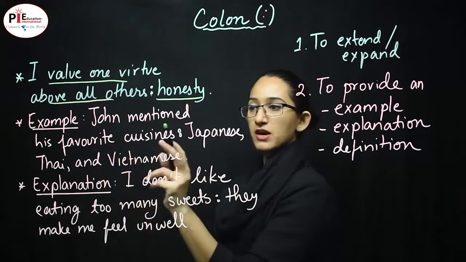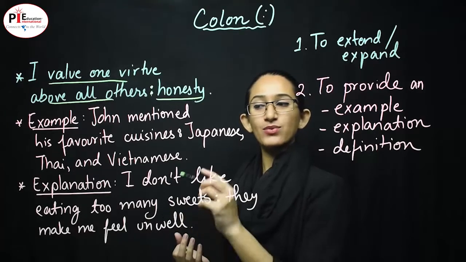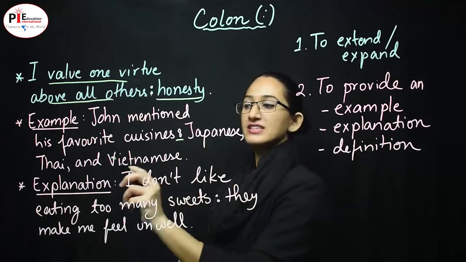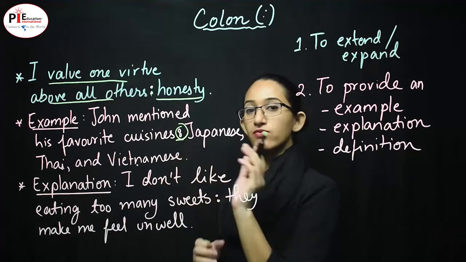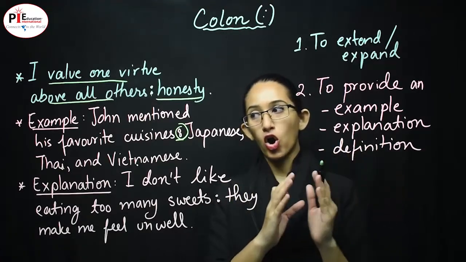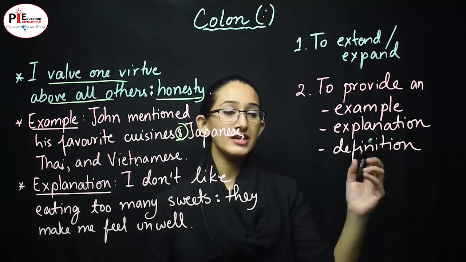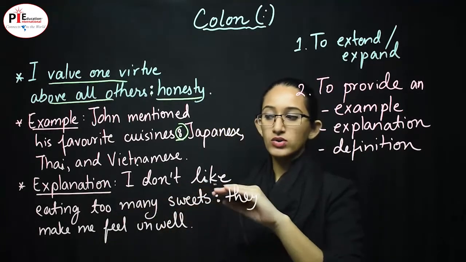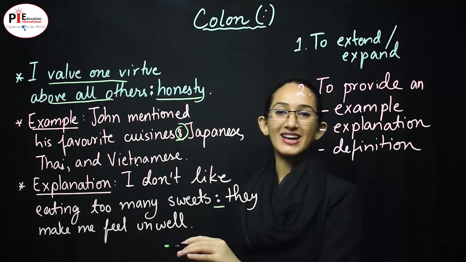So here, the first part of the sentence is telling you that John mentioned his favorite cuisines. And then we use the colon followed by examples of the different types of cuisines that he likes, right? So the colon is being used before we give the list of items or the example of the part before the colon. Let's take a look at the usage of the colon before we give an explanation of something. Here we have another sentence. I don't like eating too many sweets: they make me feel unwell.